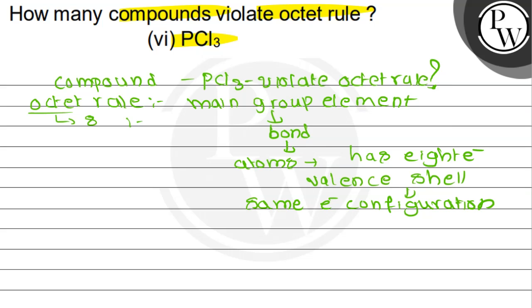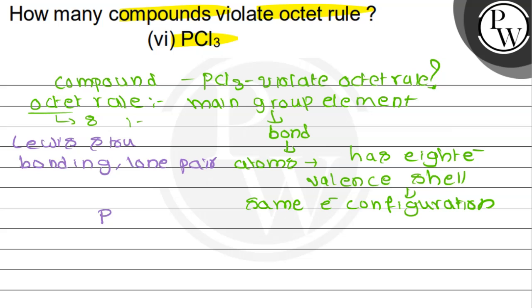Now we have to see the Lewis structure of PCl3. Why the Lewis structure here? The Lewis structure represents the bonding between atoms in a molecule as well as the lone pairs of electrons. Once we draw the Lewis structure, we come to know how many electrons are present around each atom.